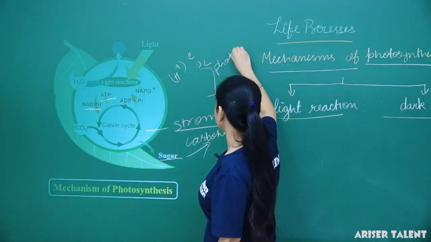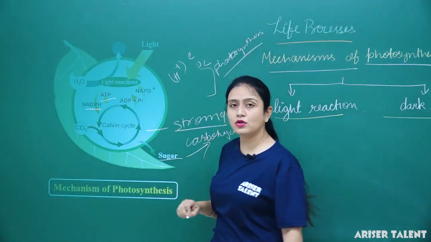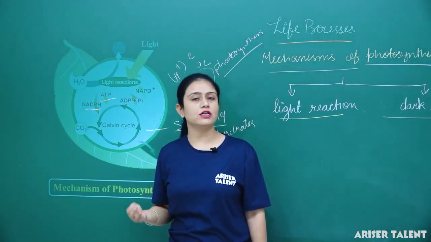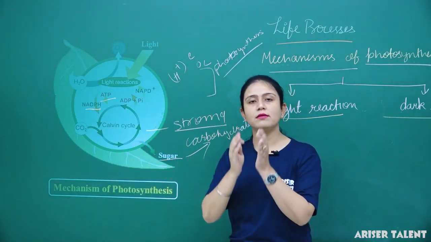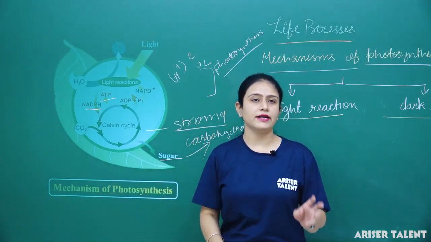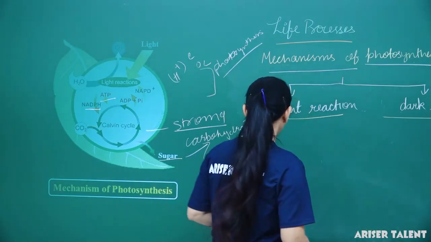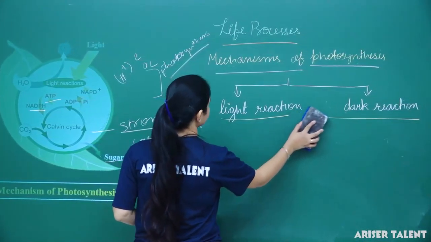As I told you, the output of photosynthesis is what? Glucose. Glucose is what? Sugar. Sugar means carbohydrate. So this complete process of photosynthesis is divided into two parts, that is light reaction and dark reaction. Okay, now we will write about them.